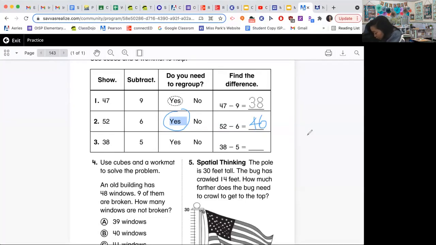38 minus 5. 38 minus 5. Okay, let's go ahead and do that one now. 38 minus 5.